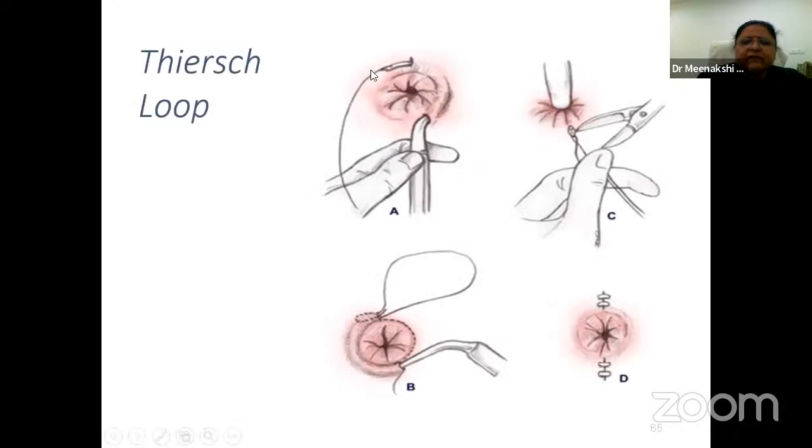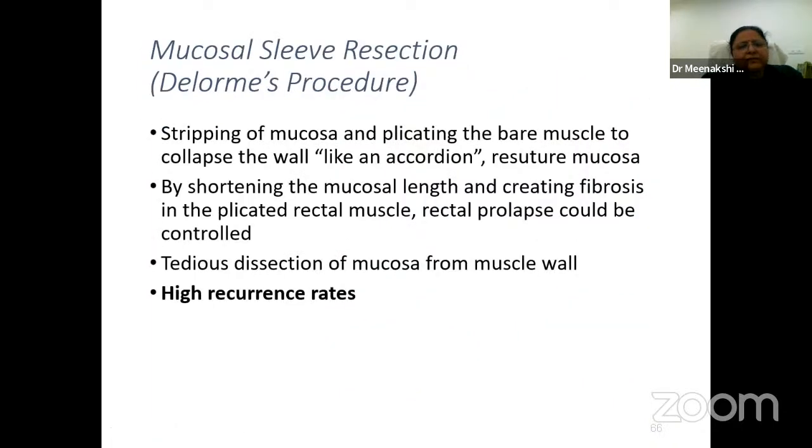So this is the way, everybody must have seen, how the stitch is taken. So halfway around the circle we are taking it out, then we are completing the circle and tying the knot at the posterior aspect. Okay, so this is the way the Thiersch stitch is taken, and temporarily we are trying to hold back the rectal prolapse. Now another very important perineal procedure is the mucosal sleeve resection.